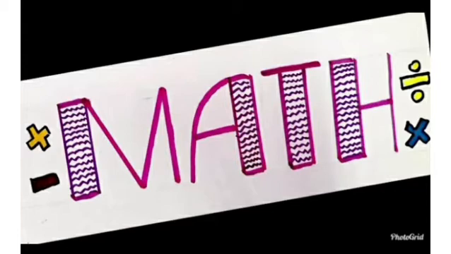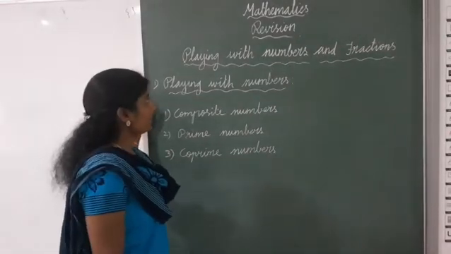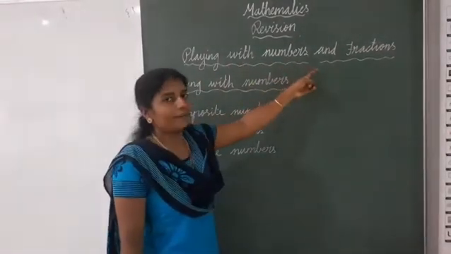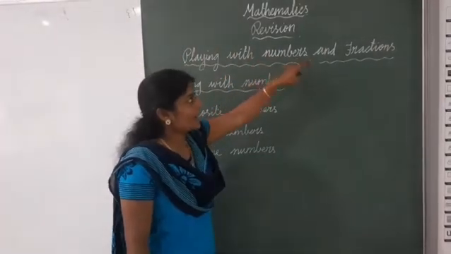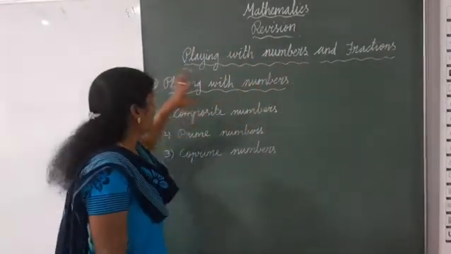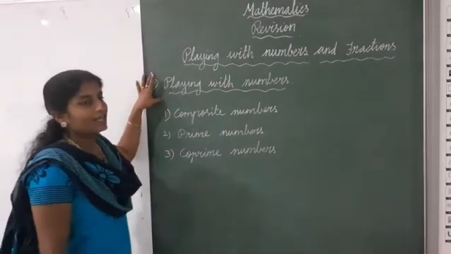Okay, good. Now we can continue the math revision. Now we are going to revise the chapters Playing with Numbers and Fractions. Chapter 4, Playing with Numbers, and Chapter 5, Fractions. First one, Playing with Numbers.